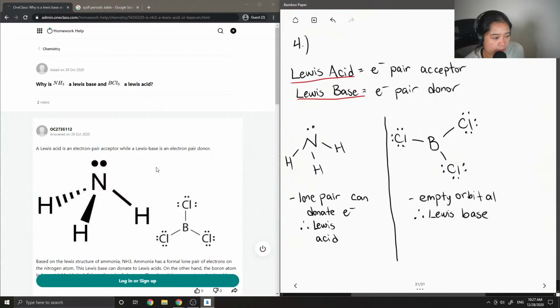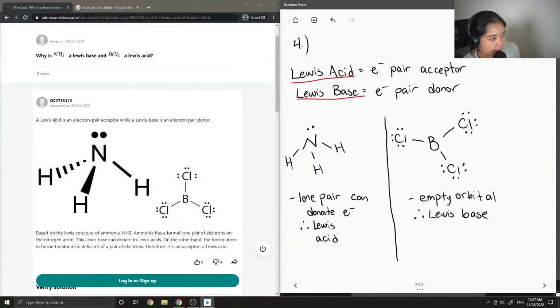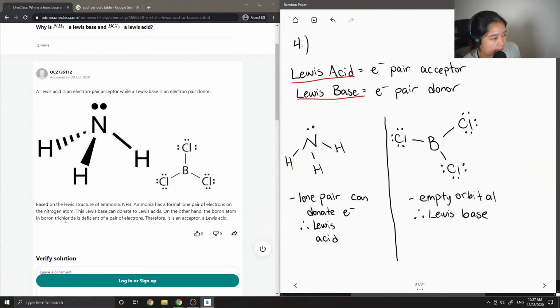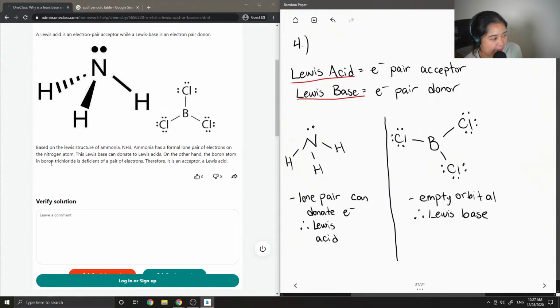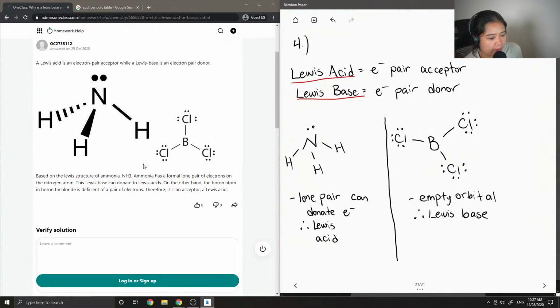Okay, so let's see what the junior tutor said. A Lewis acid is an electron pair acceptor, while a Lewis base is an electron pair donor. Based on the Lewis structure of ammonia, NH3, it has a formal lone pair of electrons on the nitrogen atom. This Lewis base can donate to a Lewis acid. I think they mean this Lewis base can donate to Lewis acids. And then on the other hand, the boron atom in boron trichloride is deficient of a pair of electrons. Therefore, it is an acceptor, which is a Lewis acid.